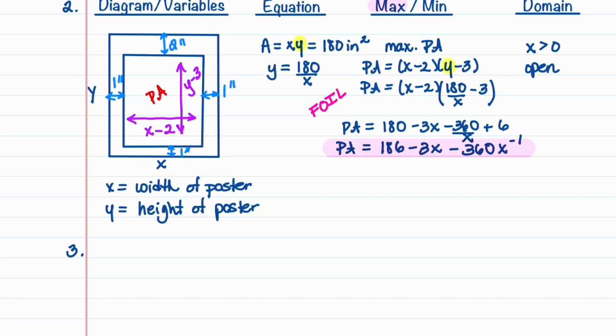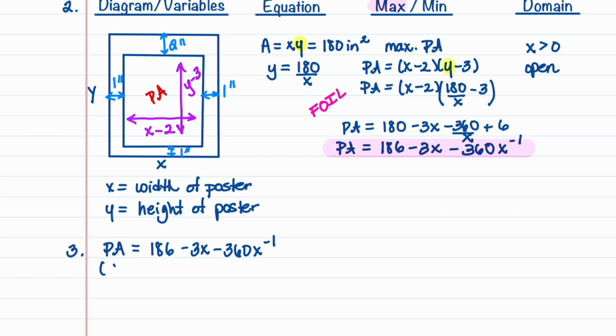Our third step is to take the derivative of our printed area function, find the critical values, and then find the maximum value. Let me go ahead and write down our printed area function again. This is 186 minus 3x minus 360x to the minus 1. And now let's go ahead and take the derivative.